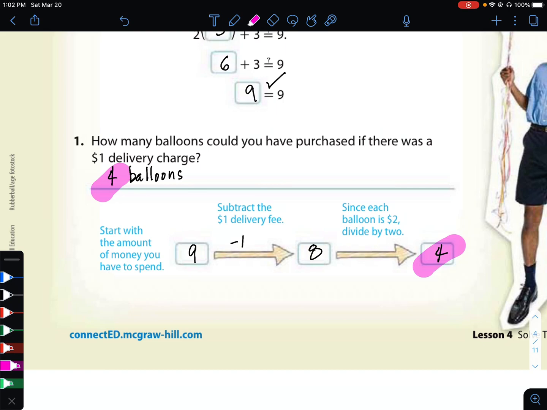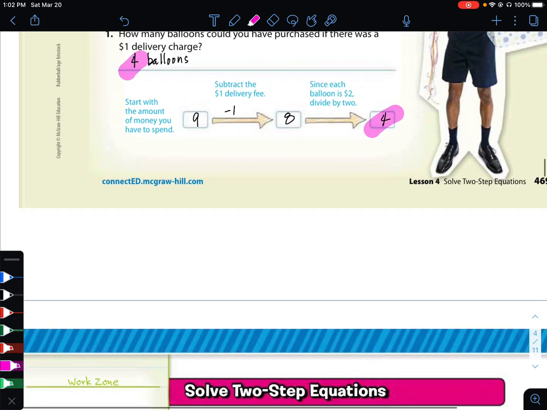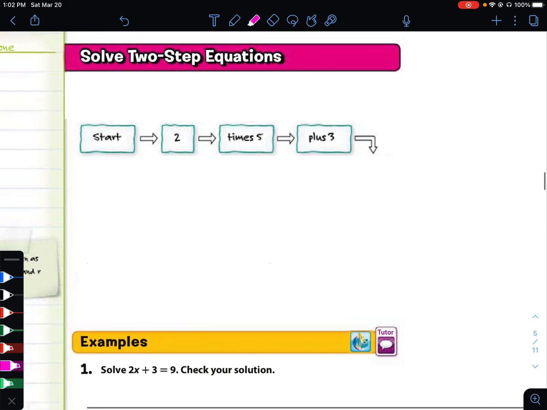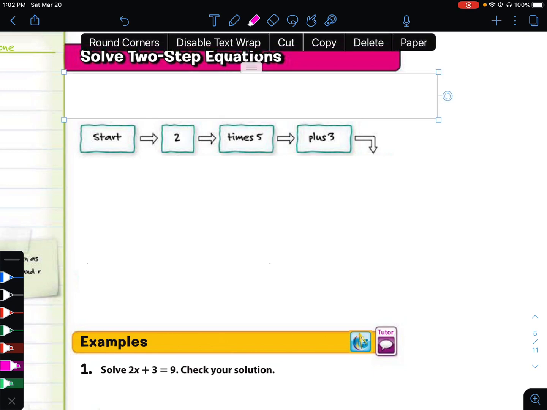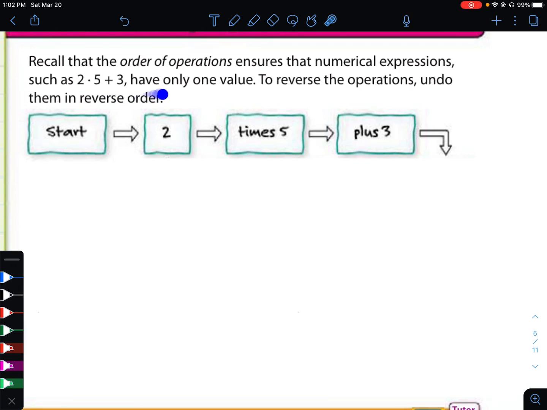Okay, so when you talk about two-step equations, it's just a matter of working backwards. And this is what we're doing right now. So solve two-step equations. When we solve two-step equations, recall that we talk about the order of operations. The order of operations ensures that numerical expressions such as 2 times 5 plus 3 have only one value. So if you are going to solve 2 times 5 plus 3, you need to multiply 2 times 5 before you add 3.